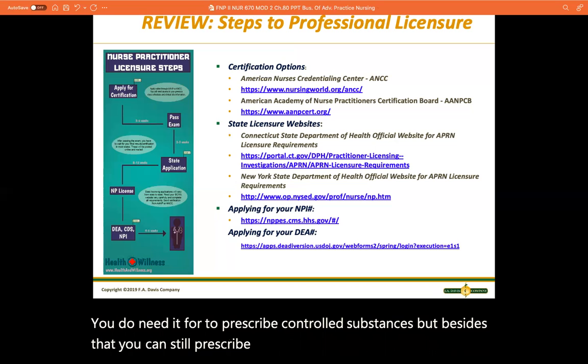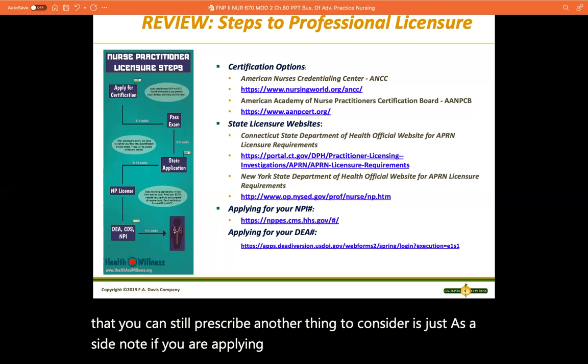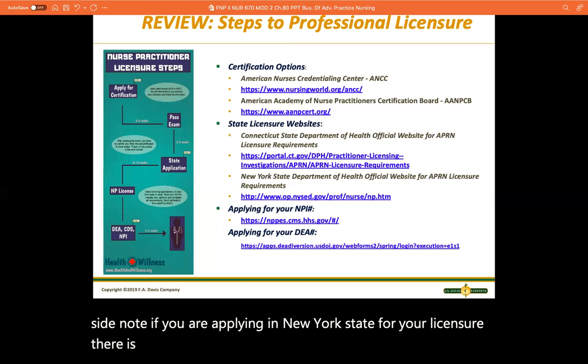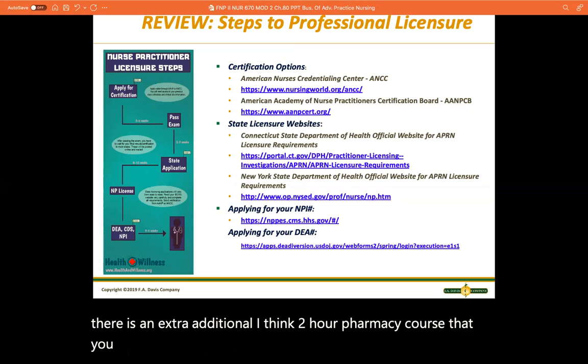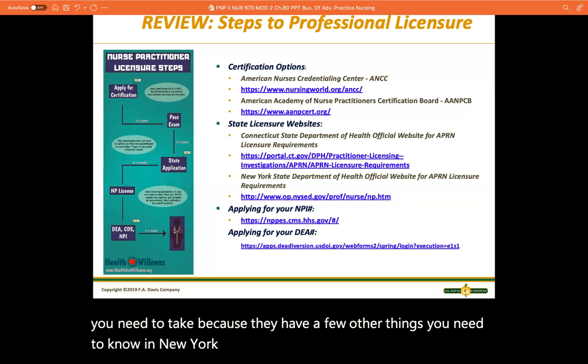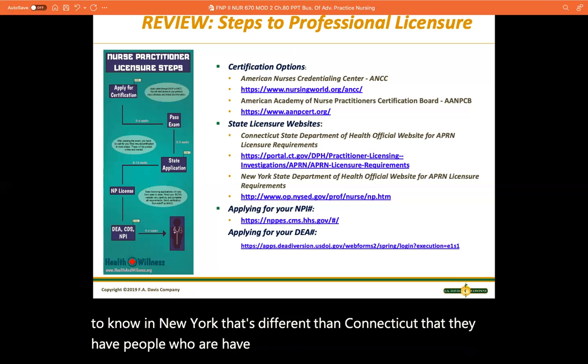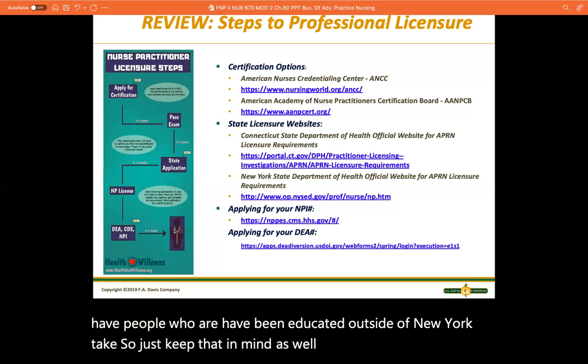Another thing to consider is, just as a side note, if you are applying in New York State for your licensure, there is an extra additional, I think, 2-hour pharmacy course that you need to take, because they have a few other things you need to know in New York that's different than Connecticut, that they have people who have been educated outside of New York take. So just keep that in mind as well, because it does slow down the process as well.